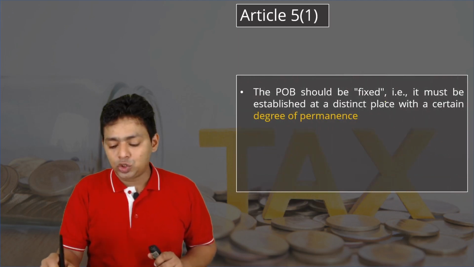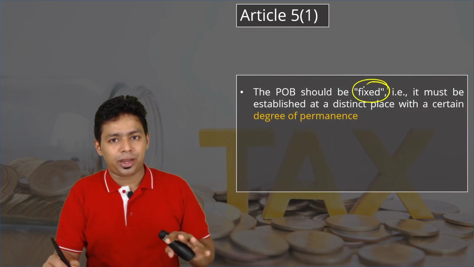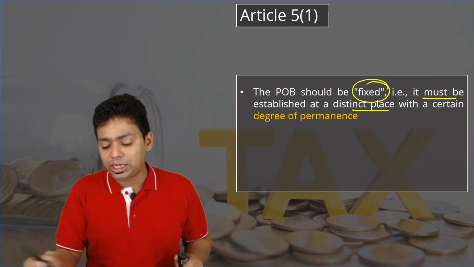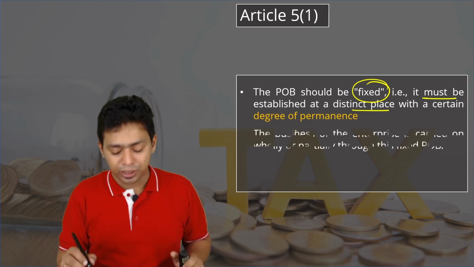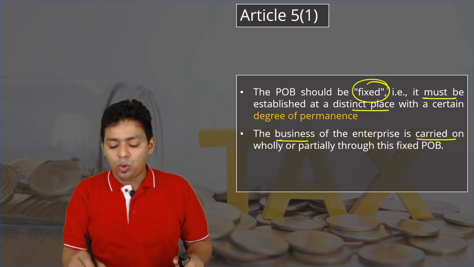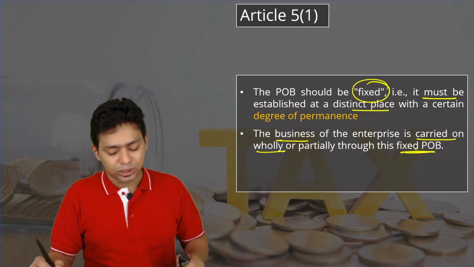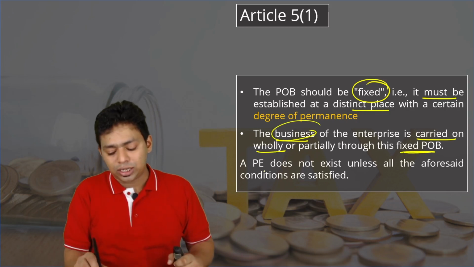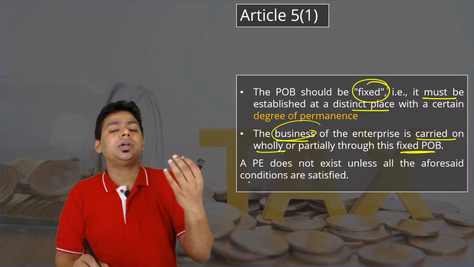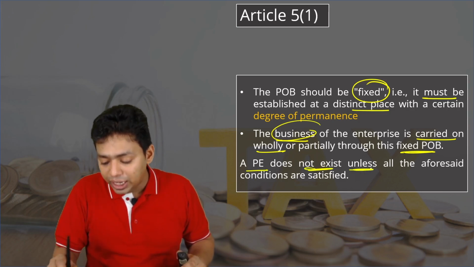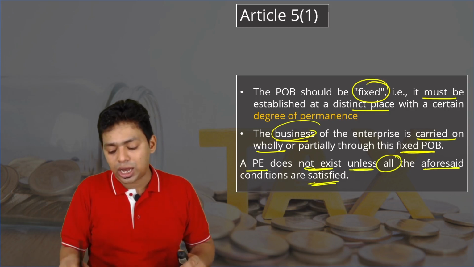The place of business should be fixed. It should not be temporary, it should not be shared, it should be fixed. It must be an established, distinct place with a certain degree of permanence. The business of the enterprise is carried on wholly or partially through the fixed place of business. When all the conditions are complied with, it becomes a permanent establishment. A permanent establishment does not exist unless all the aforesaid conditions are satisfied.